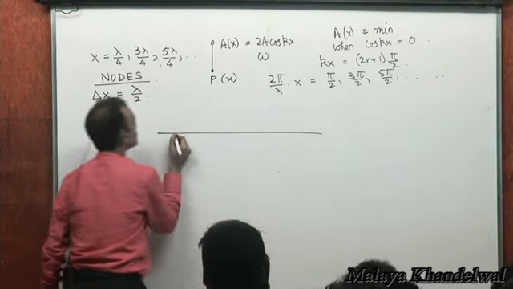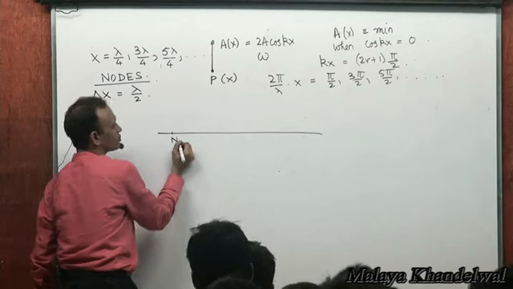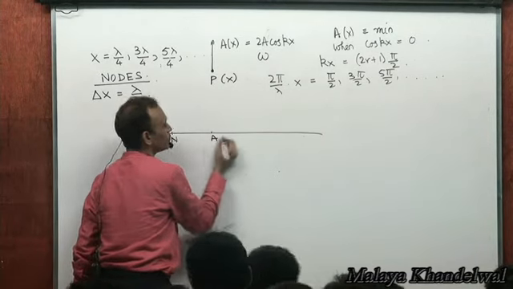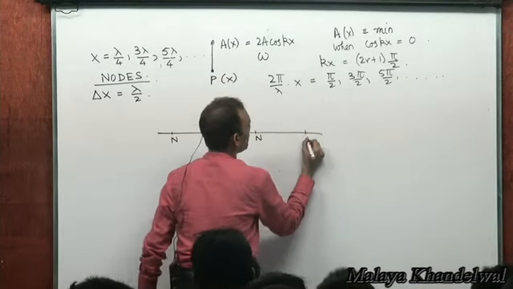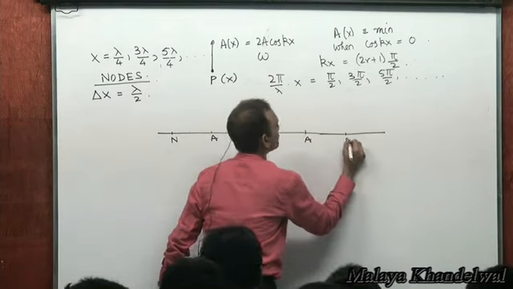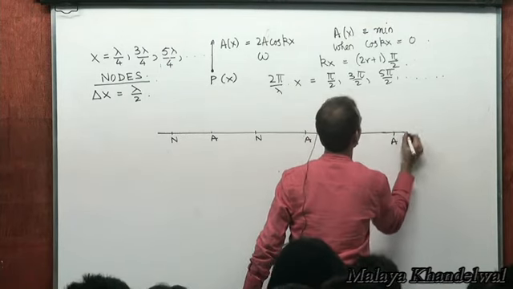Say, in this region where the two wave trains superimposed, there was a node, there was an antinode, there was a node, there was an antinode, the node, antinode, and so on and so forth, right?